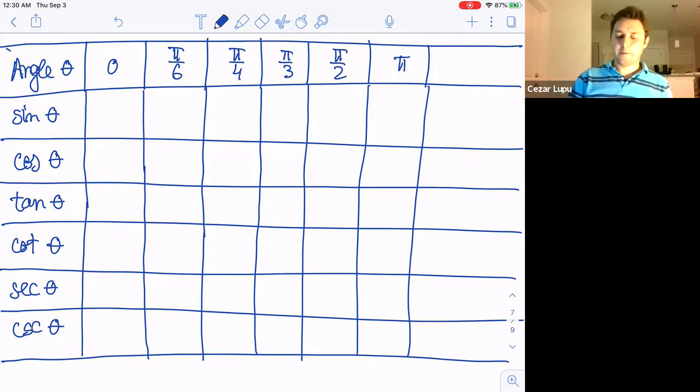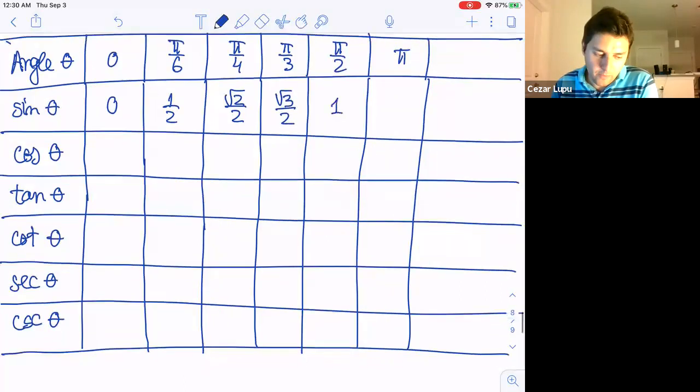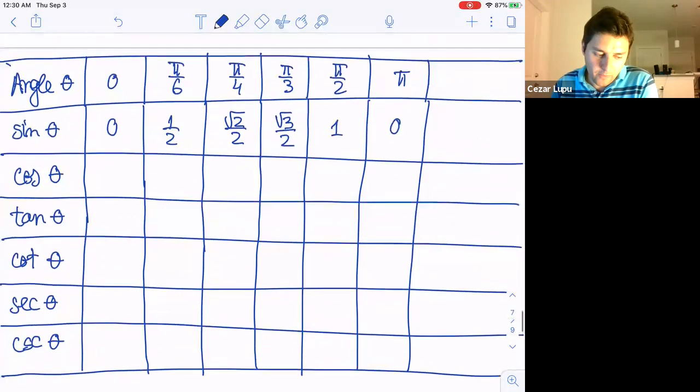All right, let's see. So sine at 0, we have 0. Sine of pi over 6, of 30 degrees, will be 1/2. And here we'll have square root of 2 over 2, which is the same as 1 over square root of 2. Then at pi over 3, what do we have? We have that it's square root of 3 over 2. Pi over 2, we have 1. And at pi, we have 0.